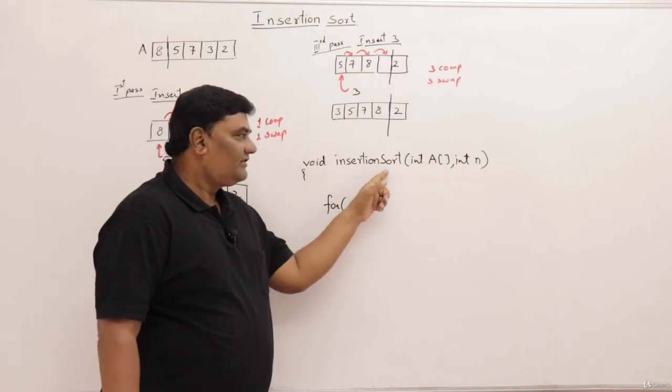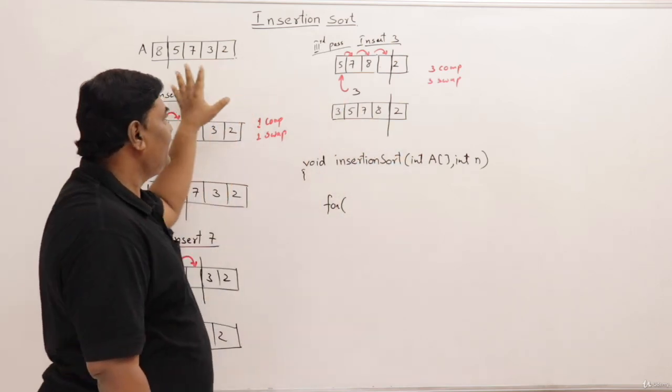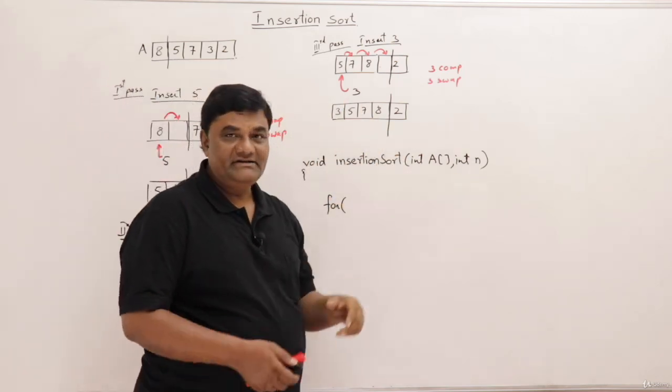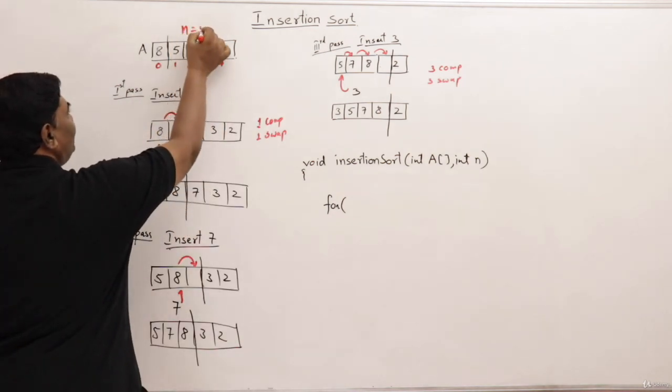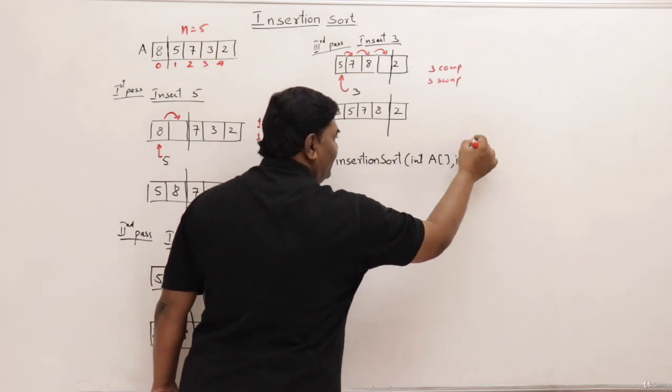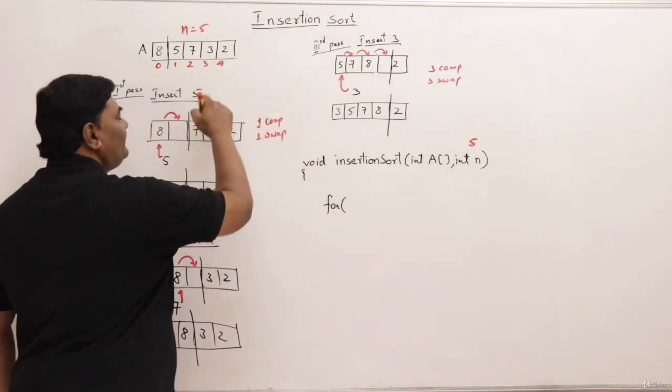So here is a function for insertion sort which is taking an array and the number of elements. In our example, the size of the array is 5, so n is 5 here. So let us assume that this is 5, but the indices are from 0 to 4 only.